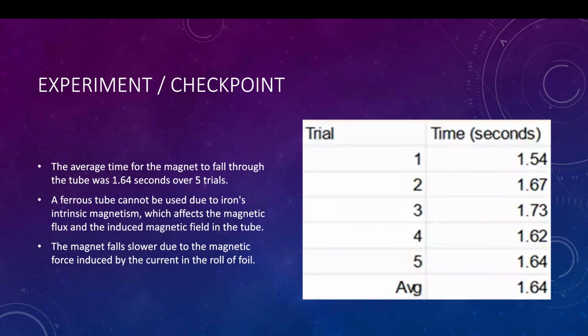The average time for the magnet to fall through the tube was 1.64 seconds over 5 trials. For the first checkpoint questions, a ferrous tube cannot be used due to iron's intrinsic magnetism, which affects the magnetic flux and therefore the induced magnetic field inside the tube. The magnet falls slower due to the magnetic force induced by the current in the roll of the foil, and that is the physical principle behind this lab.